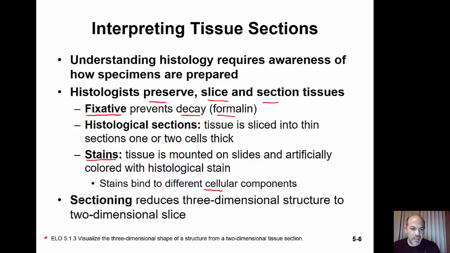And then sectioning. Sectioning is going to reduce the 3-dimensional structure to a 2-dimensional slice. So that's what I was talking about earlier.